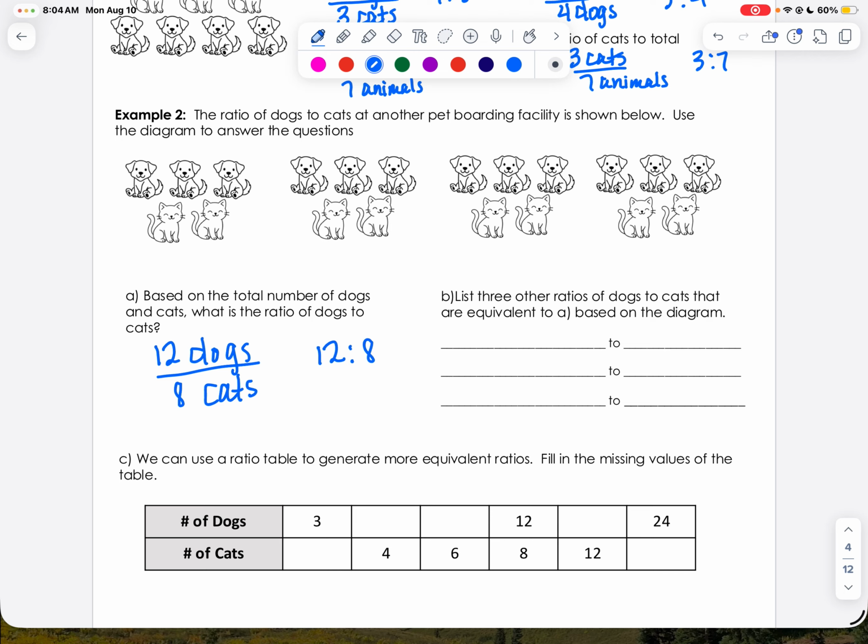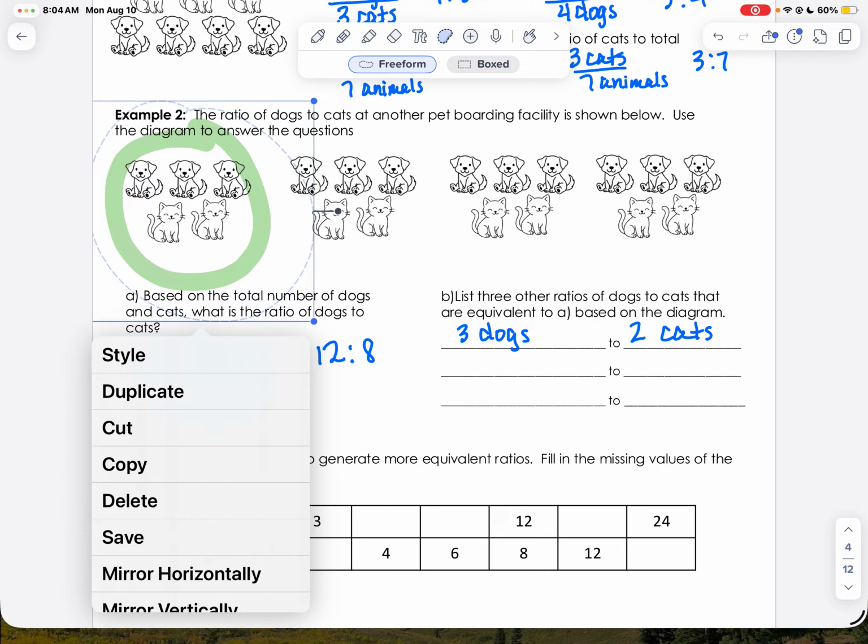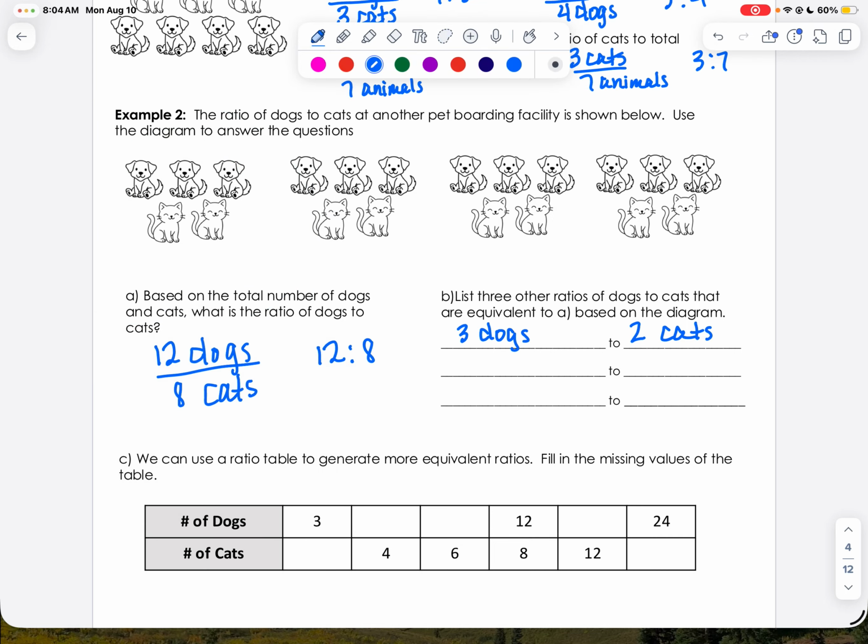In part B, they want to list 3 other ratios of dogs to cats that are equivalent to question A based on the diagram. So we've got our first set here. That would be 3 dogs to 2 cats. That ratio is equivalent to our original ratio because all they did was divide each of the numbers by 4. Right?